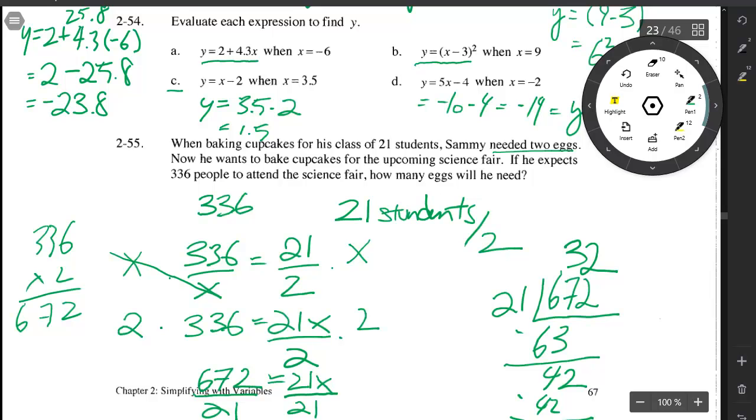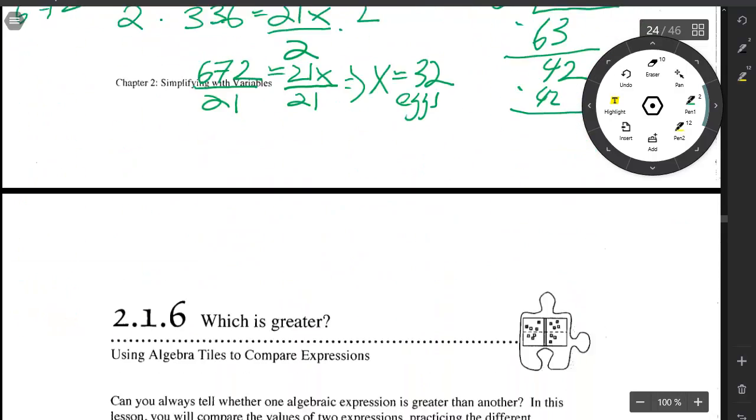So here x is equal to 32. So he'll need 32 eggs. I think that is the last problem.